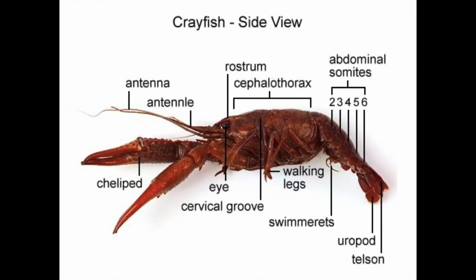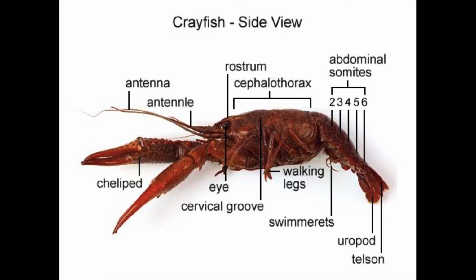Okay, again, we can see the antenna, the antennule. We can see the cheliped, the claw. Then when we look at the cephalothorax, there's a part called the rostrum, which is kind of above the eyes. It's kind of like a groove. If you think about a gladiator, where a piece of the helmet comes down between the eyes, kind of protecting the forehead, that's very similar to the rostrum.